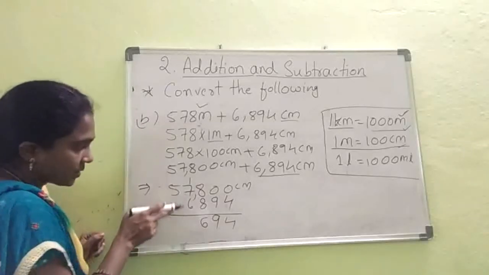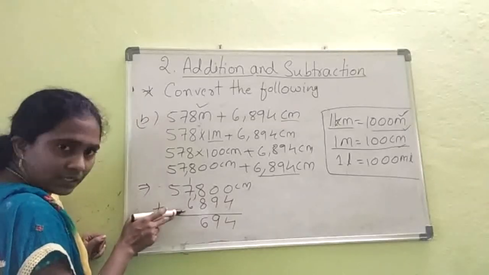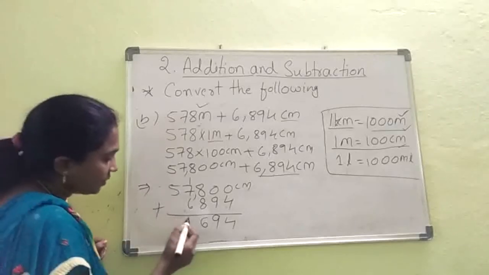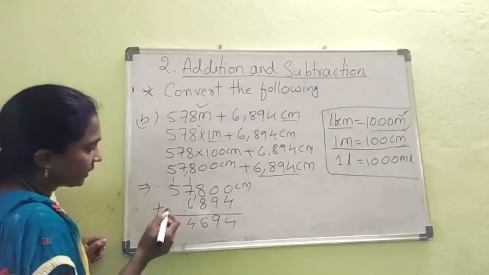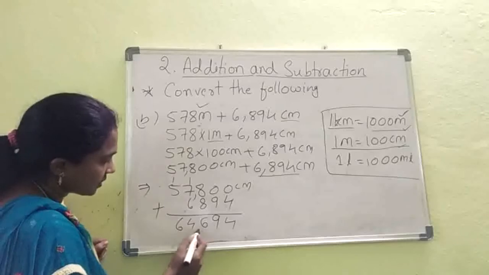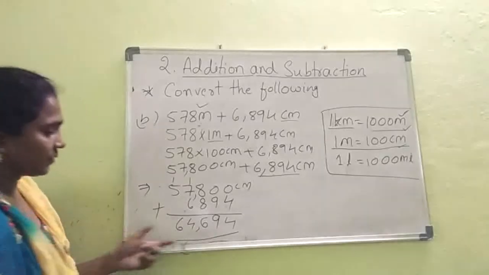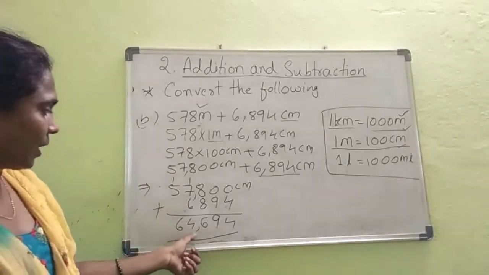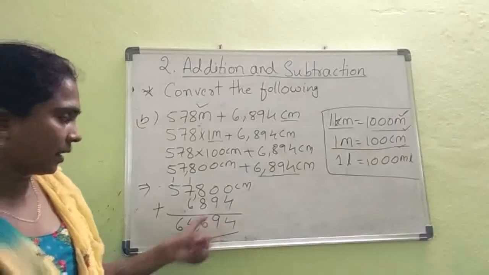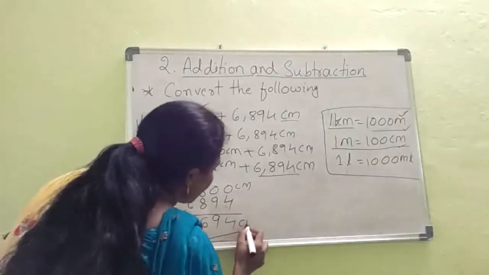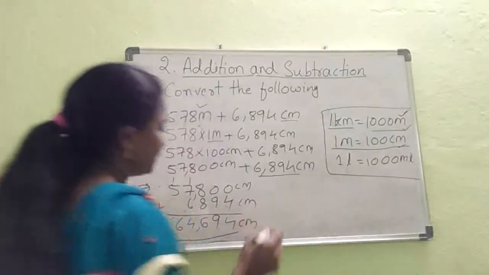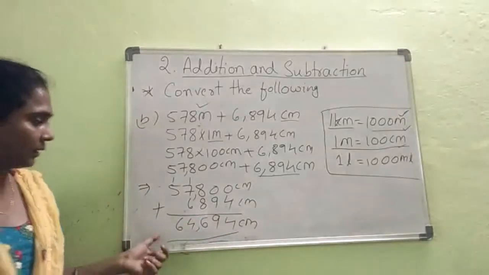Next, 6 plus 7, that is 13. 13 plus 1, 14. 4 here, 1 should be the carry forward. 5 plus 1, 6. What is the final answer we got? That is 64,694. What are the units? That is centimeters. I hope clear, right?